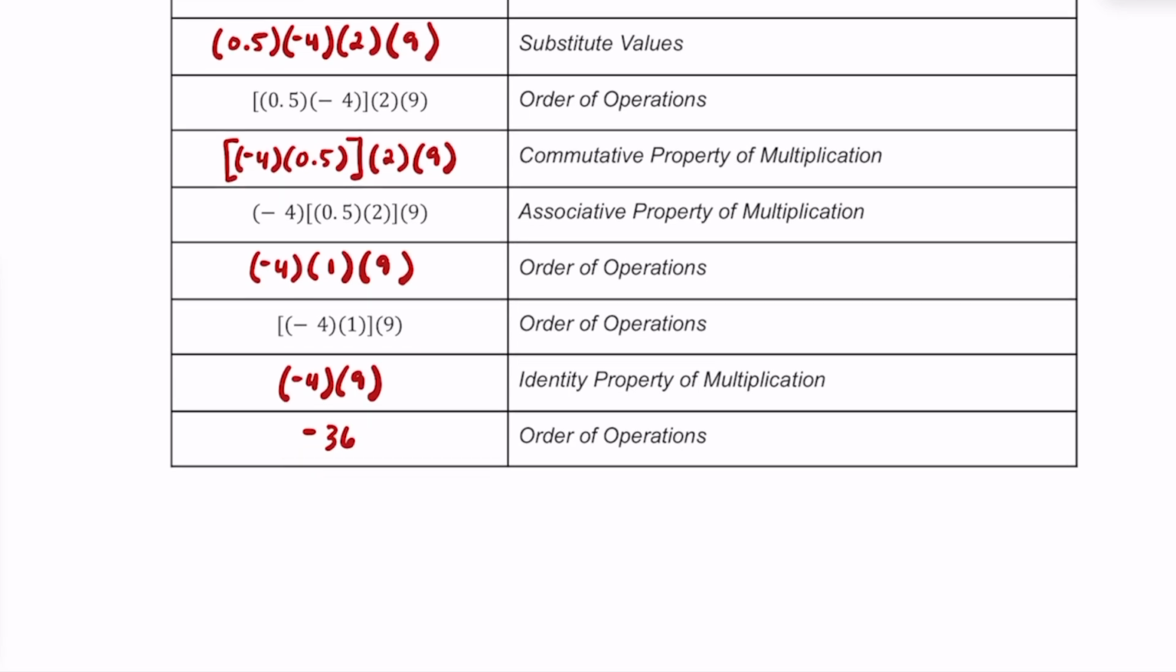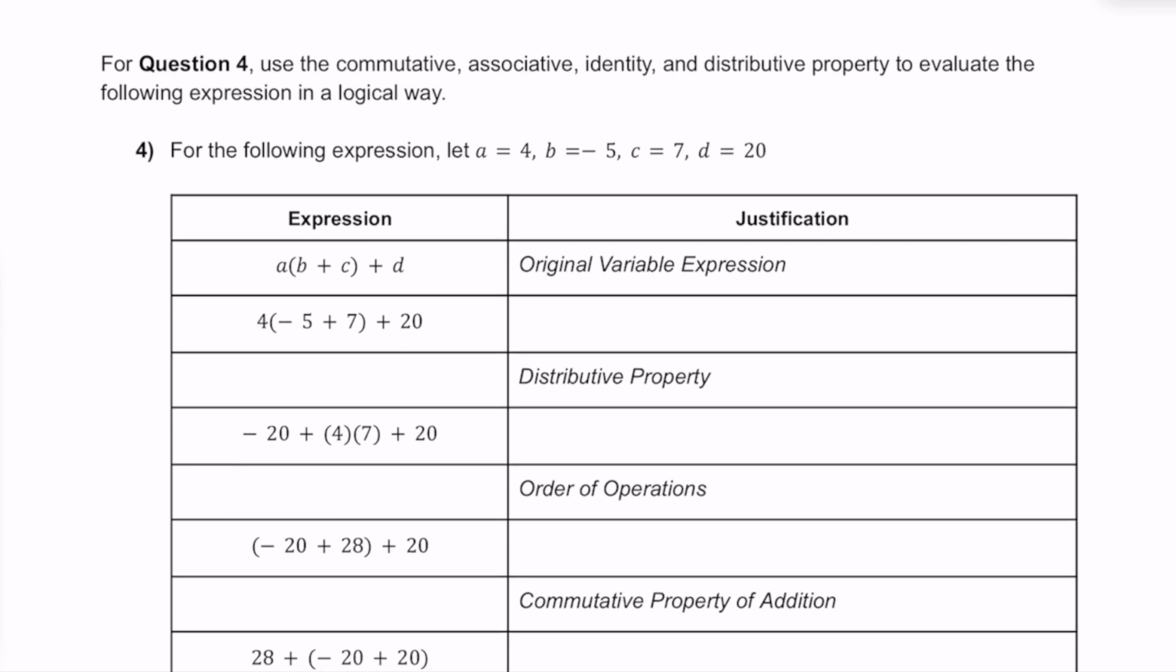All right, let's move on to number 4. In number 4, we're going to go ahead and use the commutative property as well as the associative property, identity property, and the distributive property to evaluate this expression. So we have to make sure we can use each of these properties at least once here. So here's the original expression, okay, just like that.